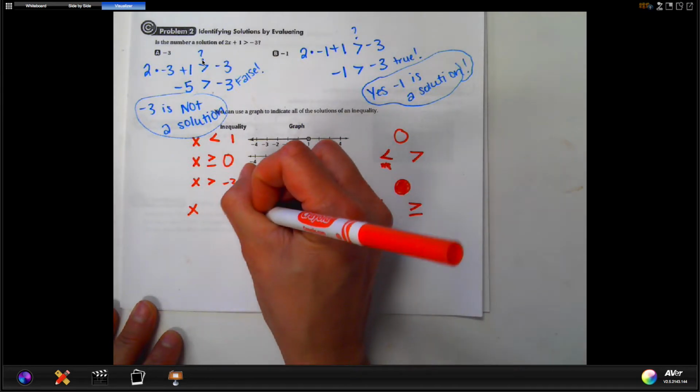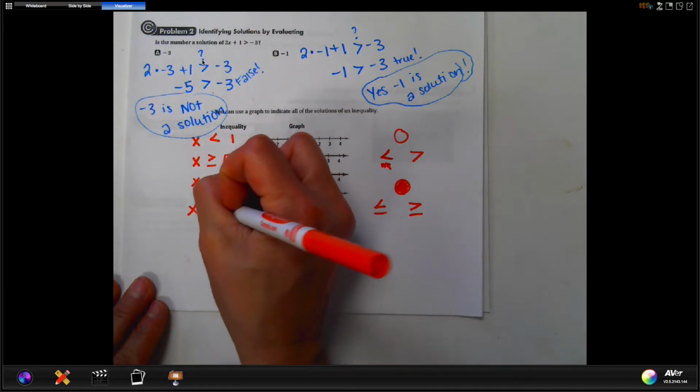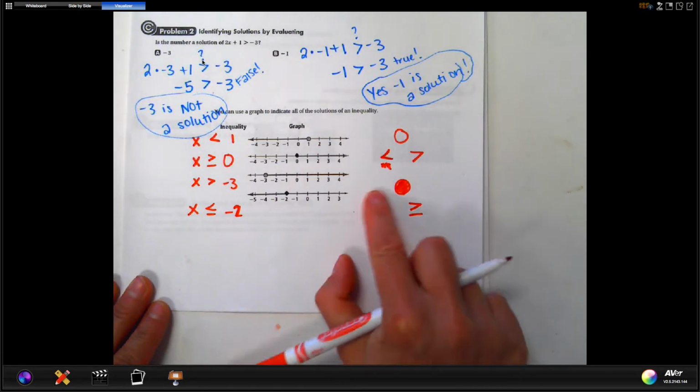Negative 2. Oops. It's a closed circle. What's that? Less than, nope. Less than and equal to? Less than or equal to, yeah, because it's closed.